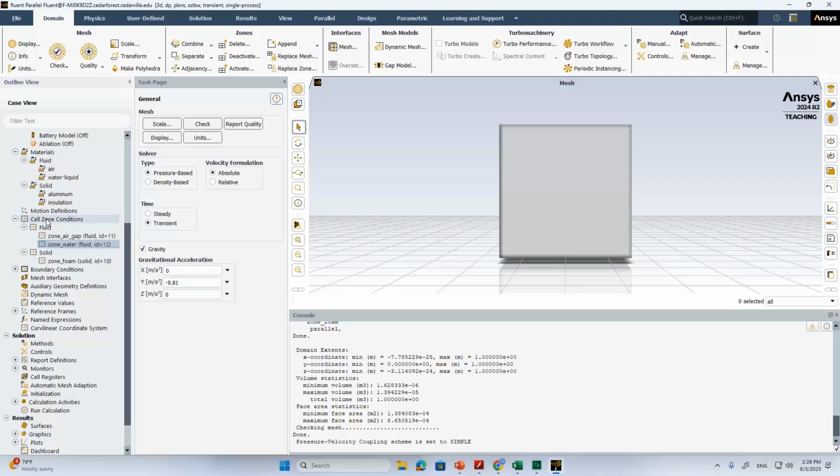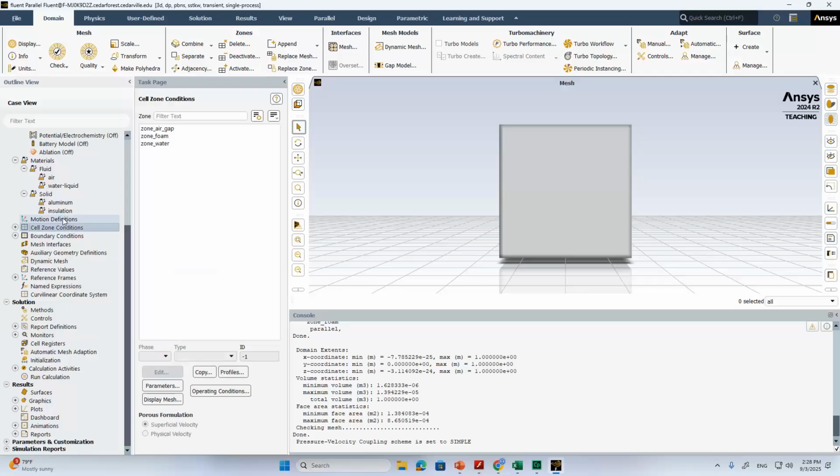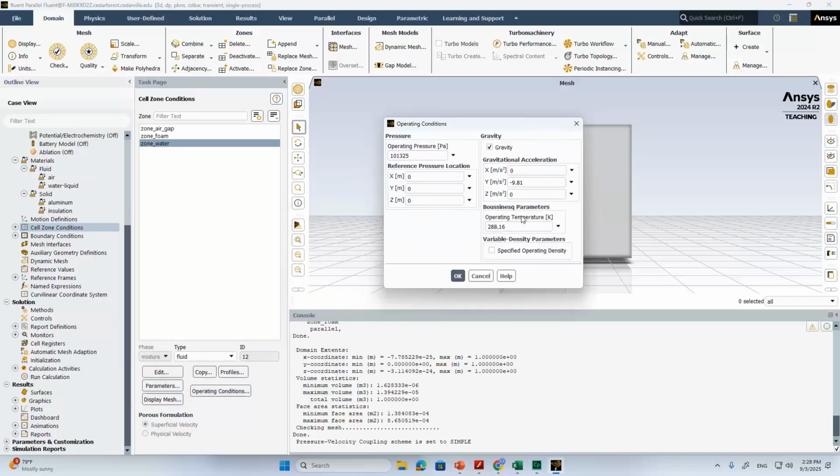Okay, so here if you double click this cell zone conditions, you have such a window pops up. Choose zone water, then choose operating conditions. Here in fact you will need to set up the variable density parameters. That is, you need to specify the water density at a so-called operating temperature. Right now this operating temperature is 288.16.